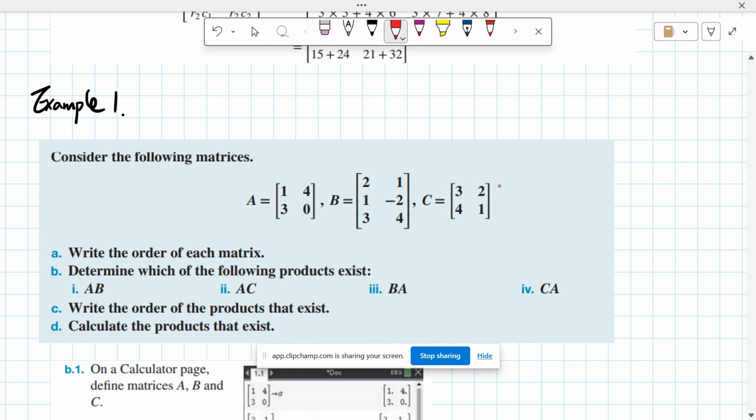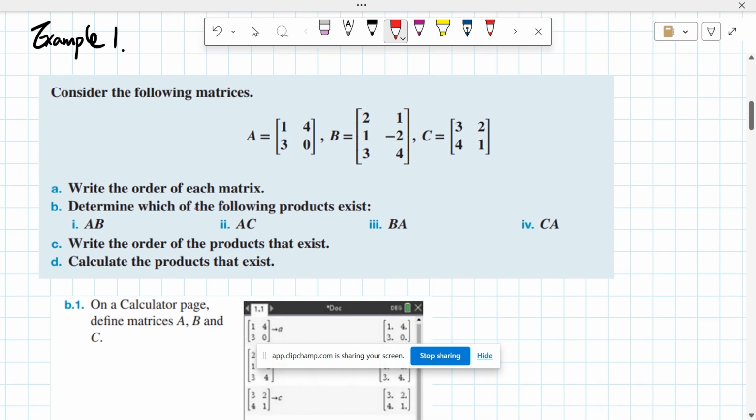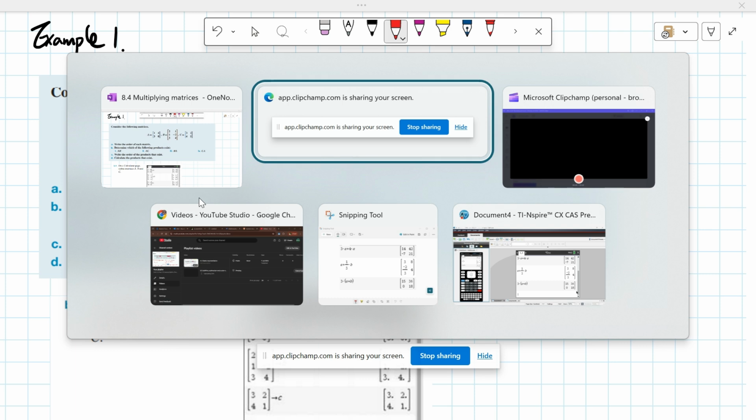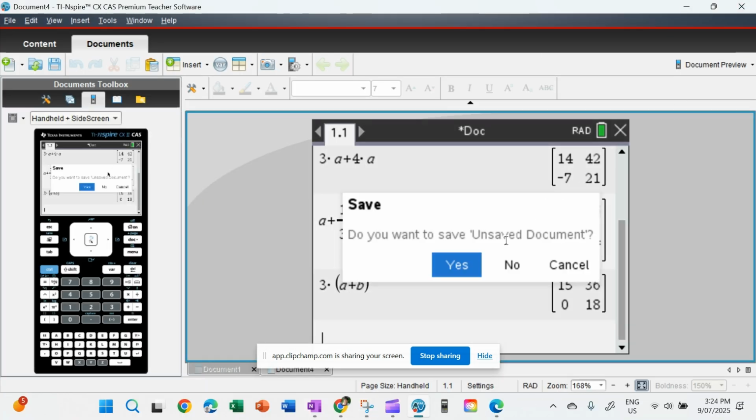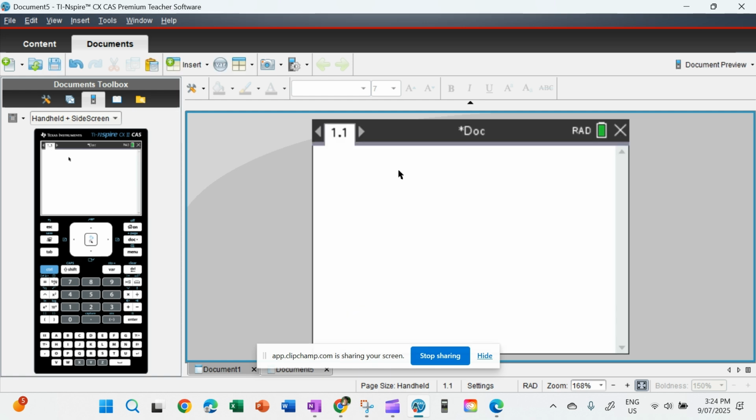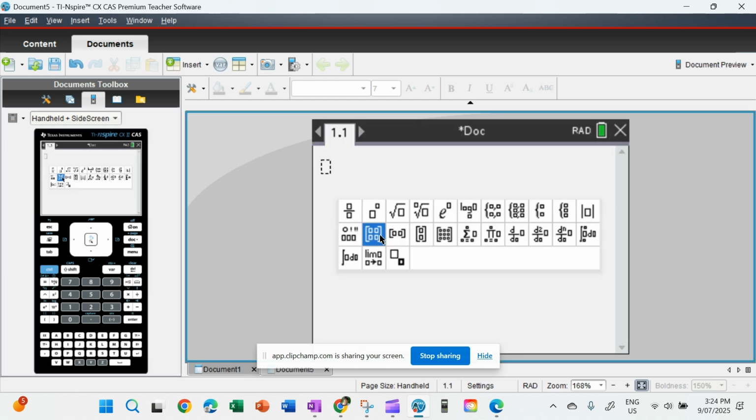So now what we do is write each matrix in order. Once you have A, B and C, you normally have three different matrices. I will upload them to the calculator first. Let's do a quick rundown.